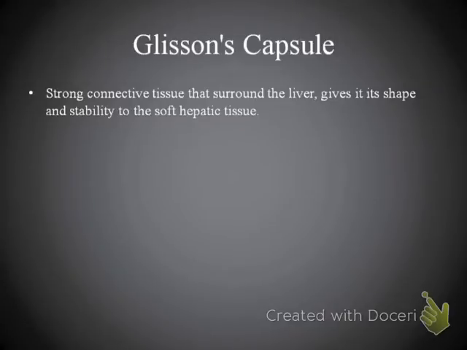Glisson's capsule is a strong connective tissue that surrounds the liver, gives it its shape and stability to the soft hepatic tissue. Basically, without Glisson's capsule, there would be really no structure to the liver, and it would just spill out all over the place. Glisson's capsule is what actually forms the structure of the liver and holds it in place. So it's very important.